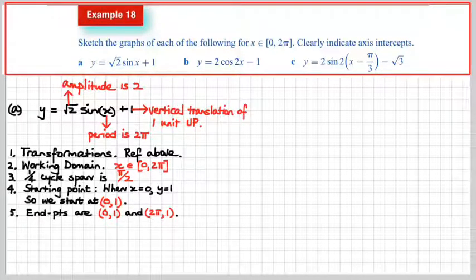Number 5, the end points will be x is 0 and 2 pi respectively, and y will be 1 at each of those end points. All right, we got them sorted out.